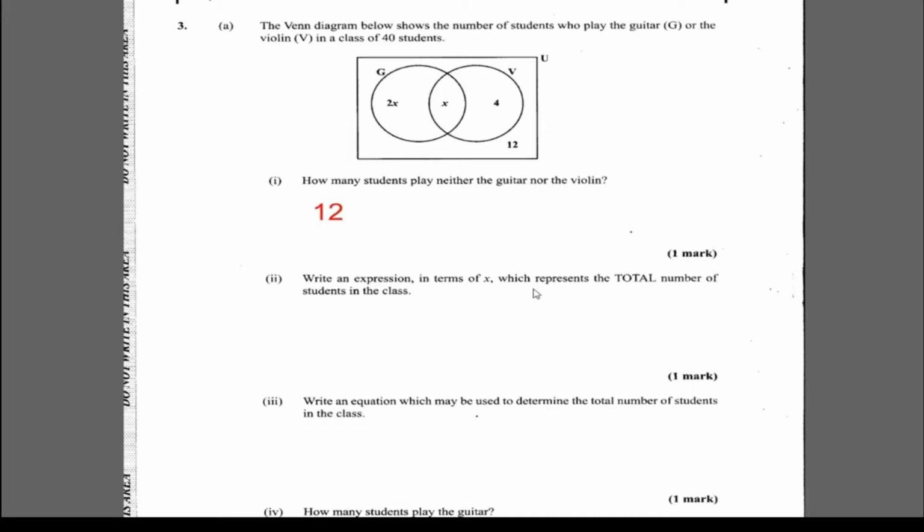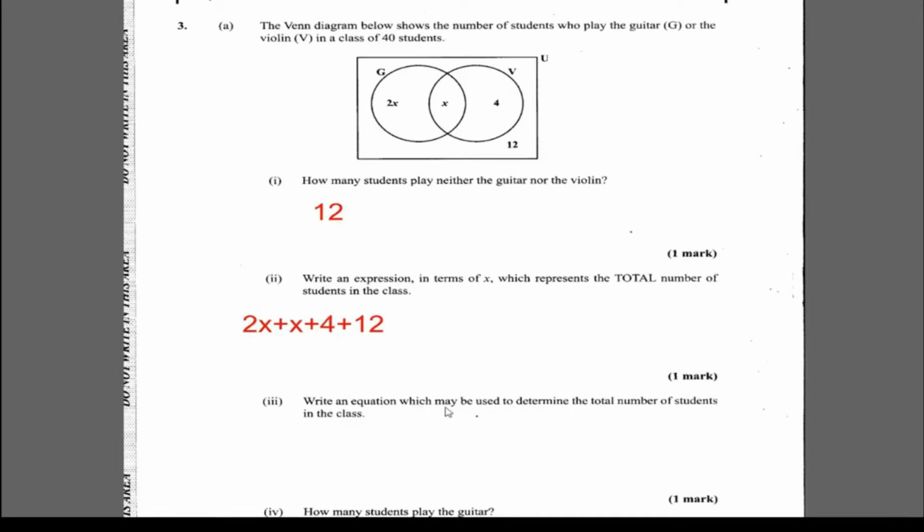It says write an expression in terms of X, which represents the total number of students in the class. Now, the universal set is the total amount of students, and the universal set contains 40 pupils. And so what we have is 2x that play guitar only, plus x, which is persons that play both guitar and violin, plus 4, that's violin only, plus 12, and the total is 40. All right, but they said expression, so we don't need to equate it to 40. This would be the expression that would represent the total amount of students in the classroom.